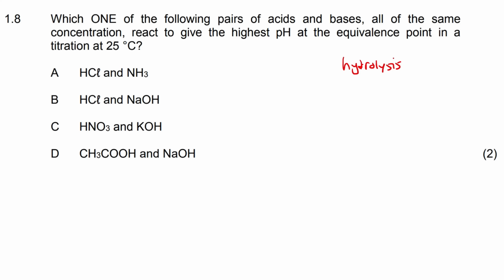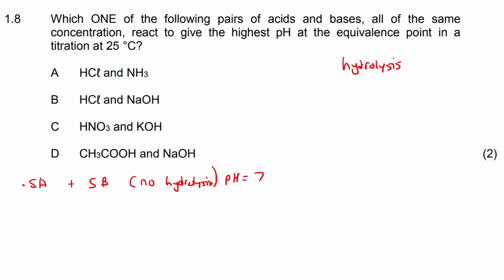But in summary, if you do a titration with a strong acid plus a strong base, then you will get no hydrolysis. And therefore, your pH at the equivalence point would be 7. This is all for titrations.